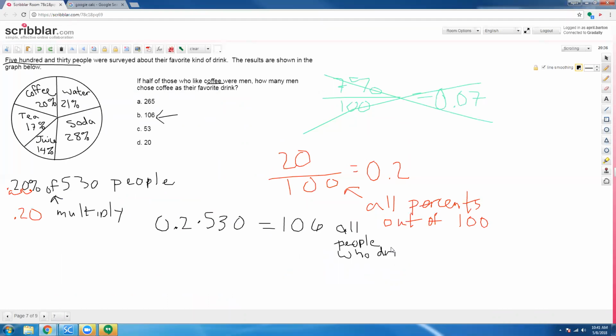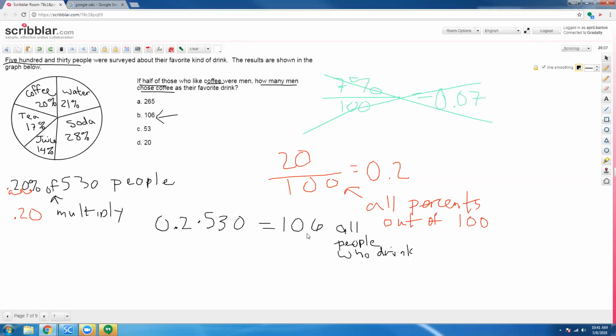So these multi-step problems can be killer because usually they put whatever you get in the middle as an answer choice, and you're like, oh, that's there, I'm done. So always look for what the question actually asked. It asked how many men chose coffee. And this is not specifically just the men. It said half of the people who drink coffee were men.